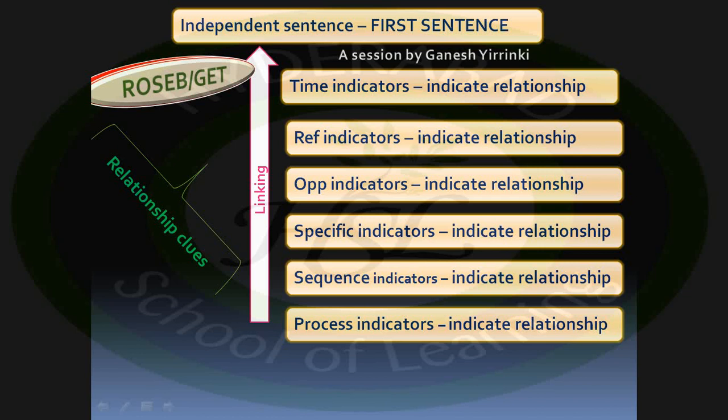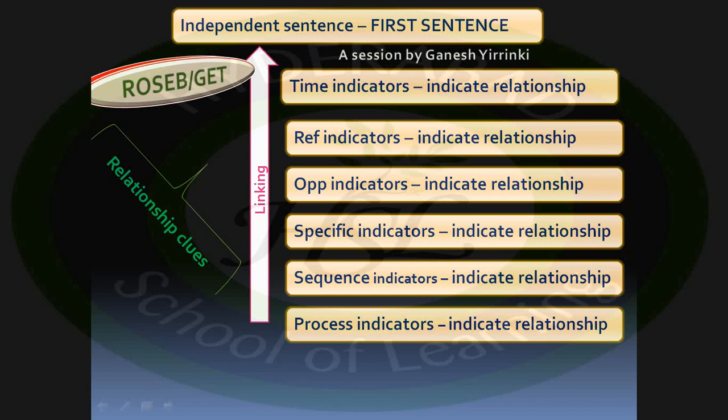That is our Rosebud or Rosegate technique: basically understanding which sentence has some time indicators to show its relationship with the previous sentence, or which sentence has reference indicators, or a link with the previous sentence. That hint can also be understood via opposition, so a sentence which has opposite indicators can also share a relationship with the previous sentence. And we can also understand the relationship between two sentences via specific indicators. I will make you understand all this.